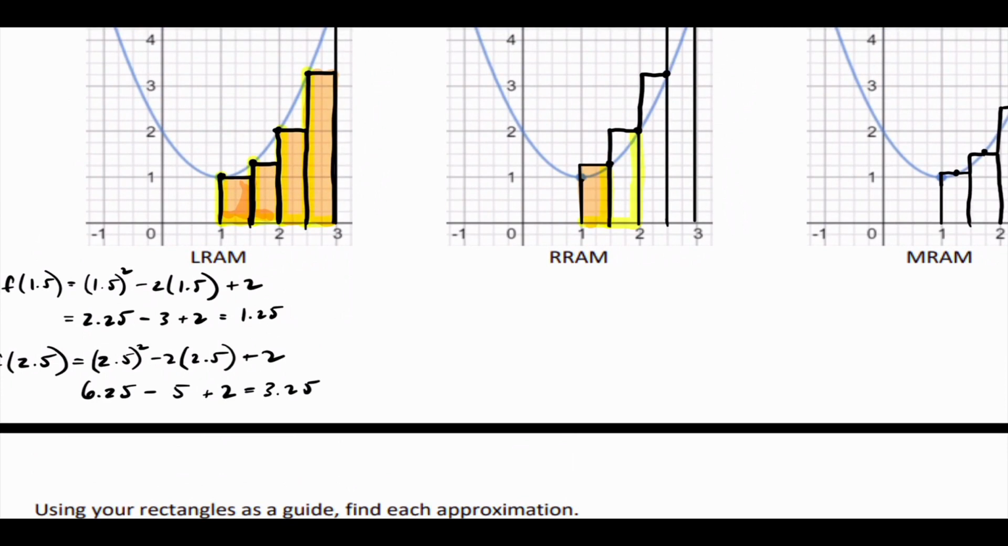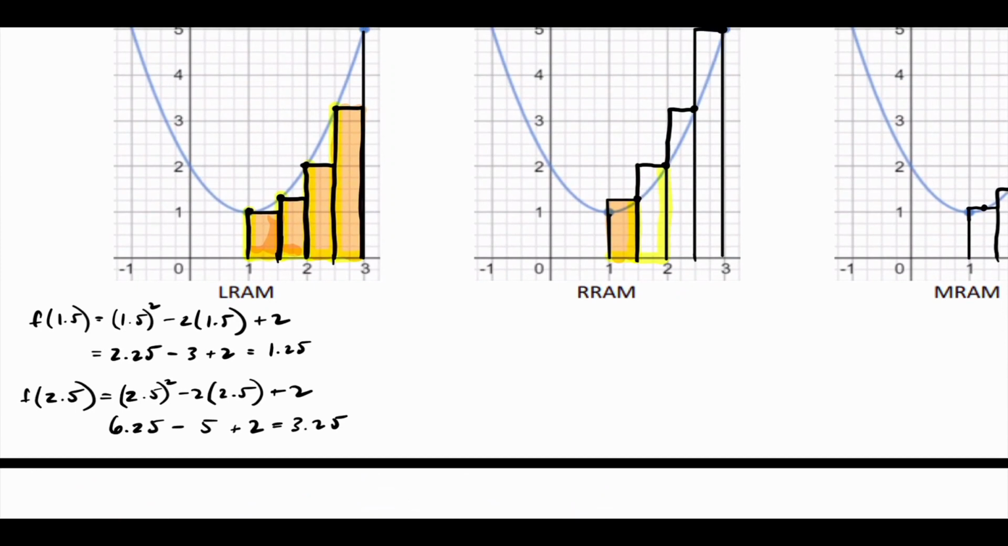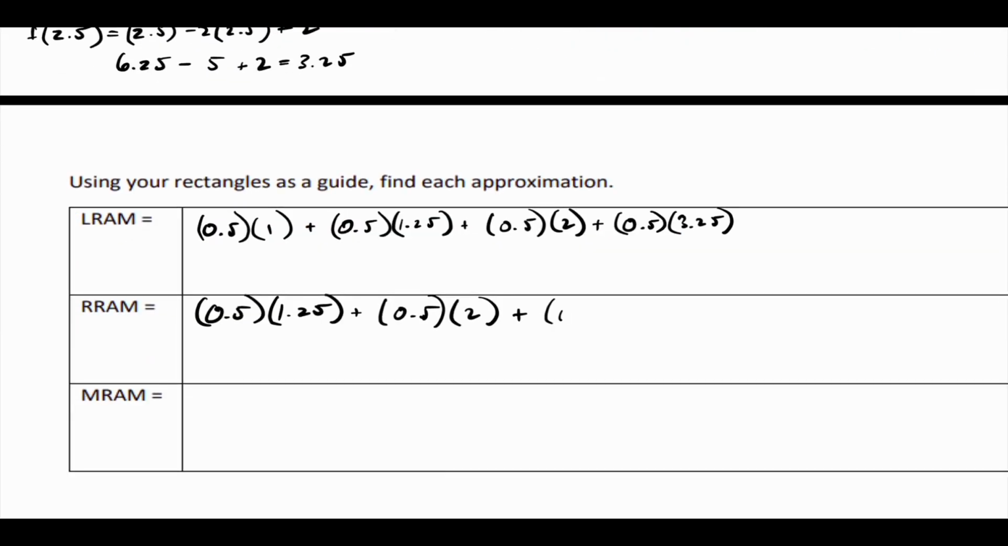Next rectangle. Got a width of 0.5, height of, it looks like 2. So 0.5 times 2. Next one. Width of 0.5, height of, looks like 3.25. Do we know it's 3.25? Yeah, we do, because we did that on the last problem. We didn't know for 2.5, so we put in 2.5 and we got 3.25. So it's a width of half, height of 3.25.